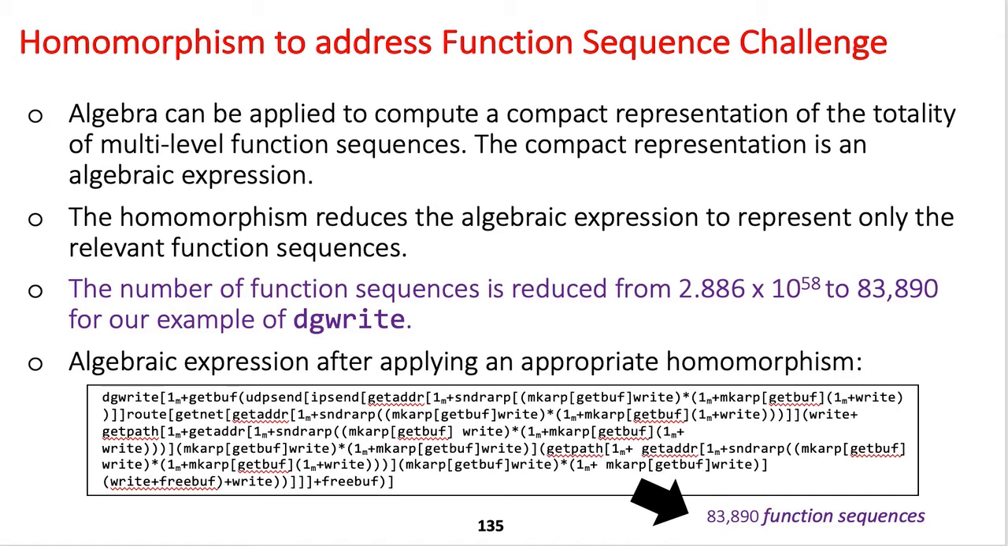By restricting to the relevant functions, we get just 83,890 function sequences instead of 10 to the power 58 function sequences. The algebraic expression which gives us the 83,890 function sequences is shown here, and later we will get into the derivation of this algebraic expression.